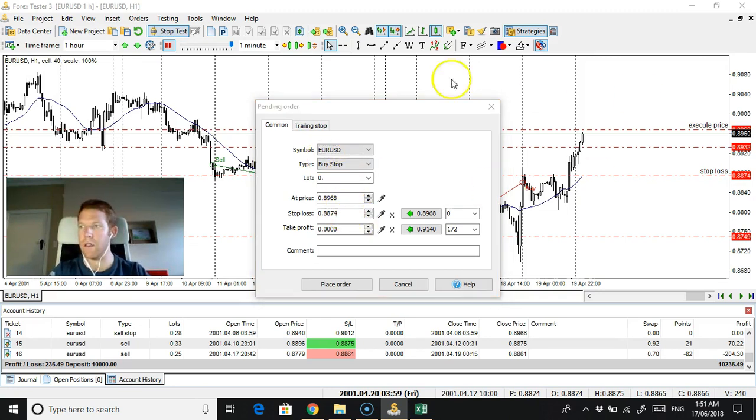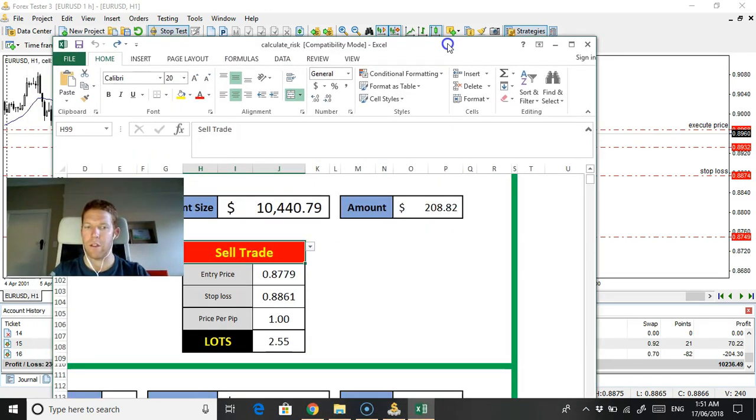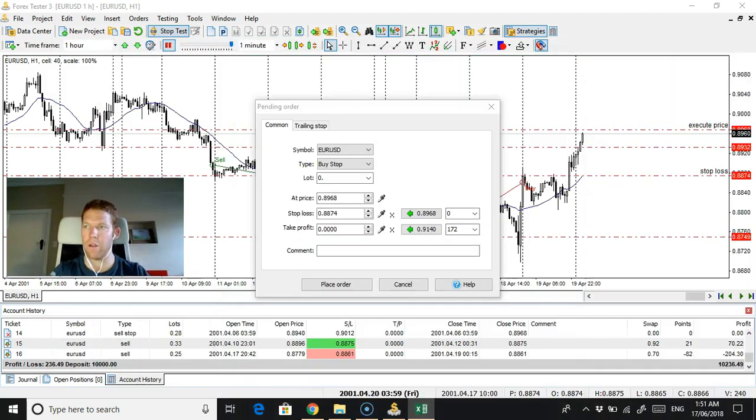Now we'll go across here. Again, I continue this Excel spreadsheet. I want it to cooperate. You're just entering your details in: entry price, stop loss, price per pip. And there is a video in the description showing you how to get all this set up as well. So that is in the description section.